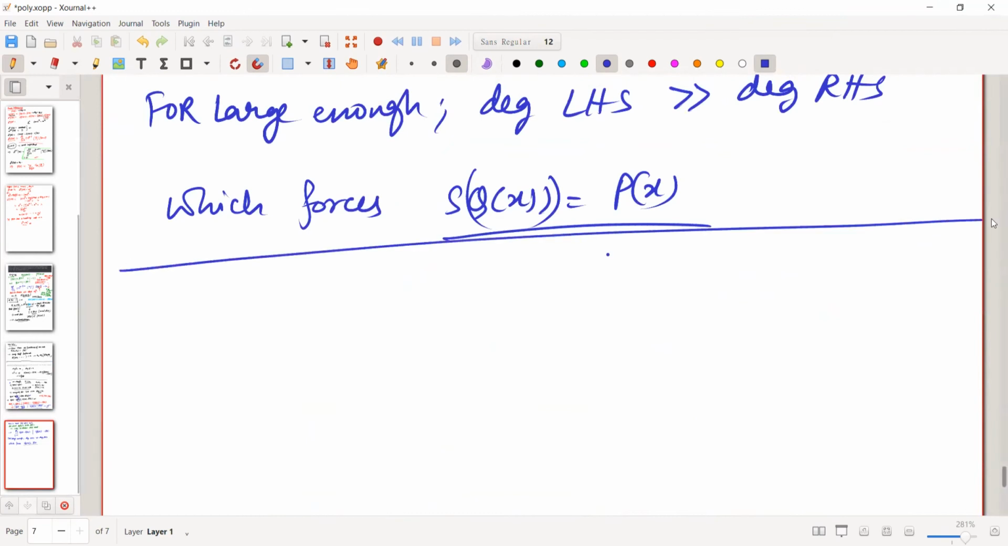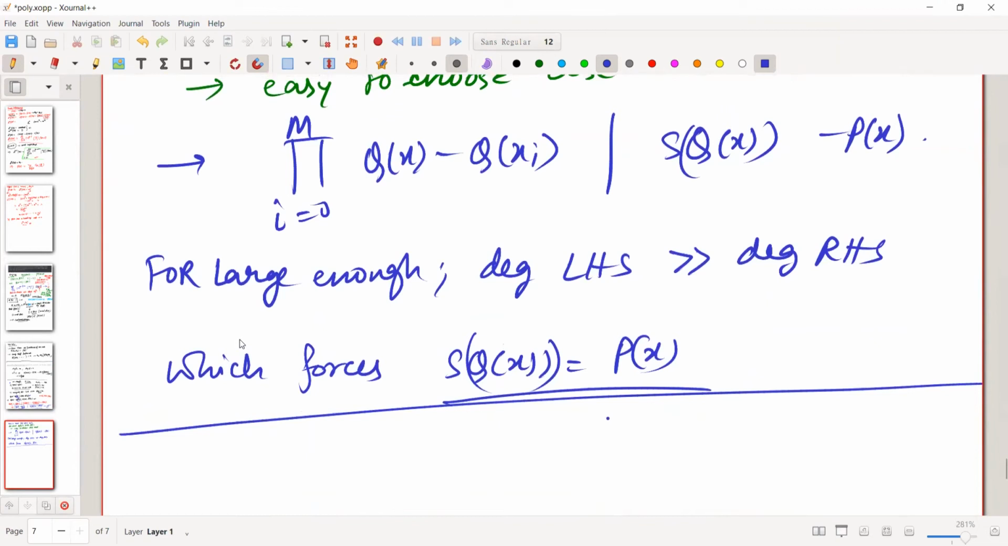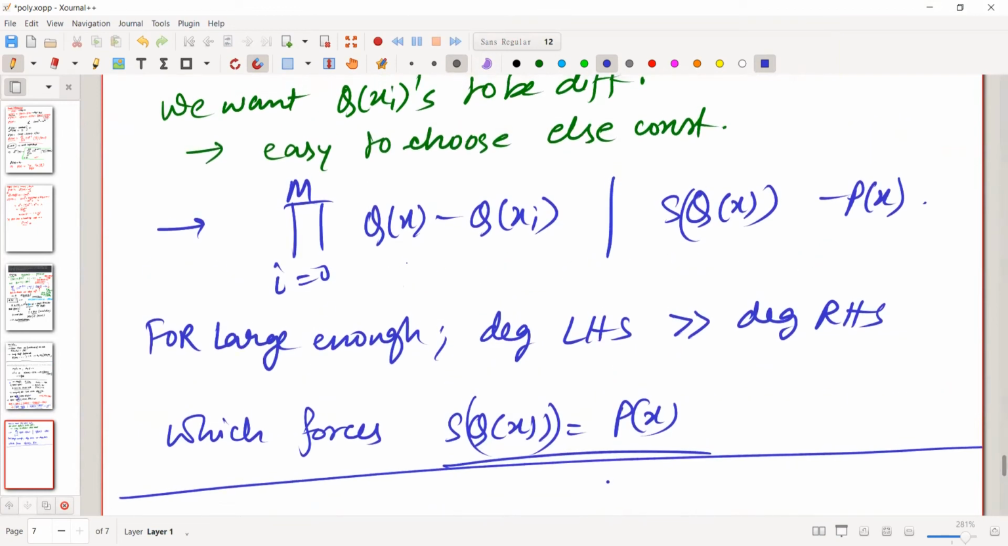So does that make sense? Why would the degree of the LHS be a lot larger than the degree of the RHS? If the degree of Q of x is n, then the degree of the LHS should be m plus 1 times n, and the degree of the RHS should be m times n. So it should get larger for a high value of n.